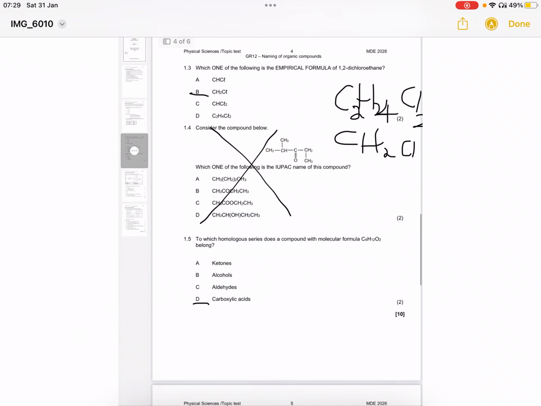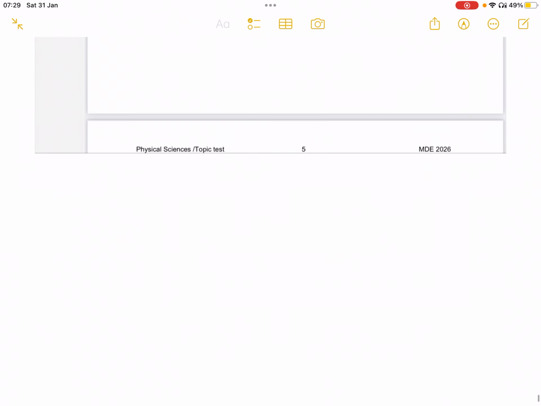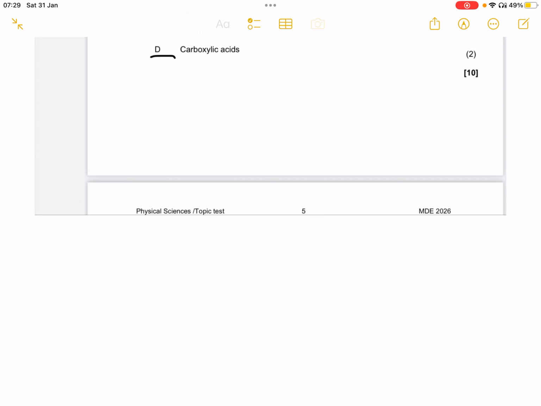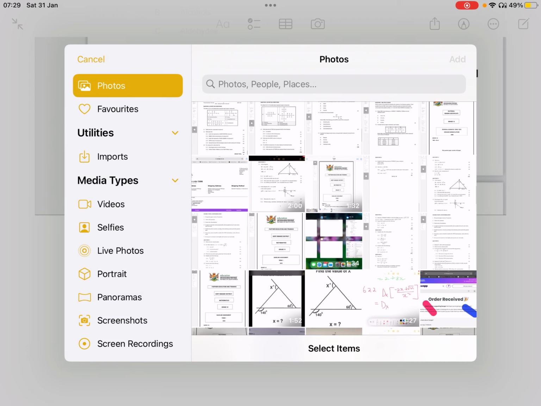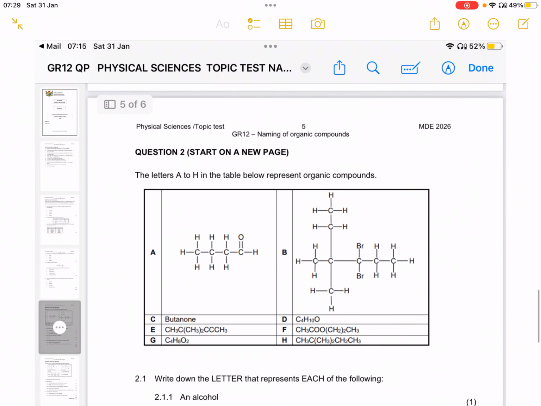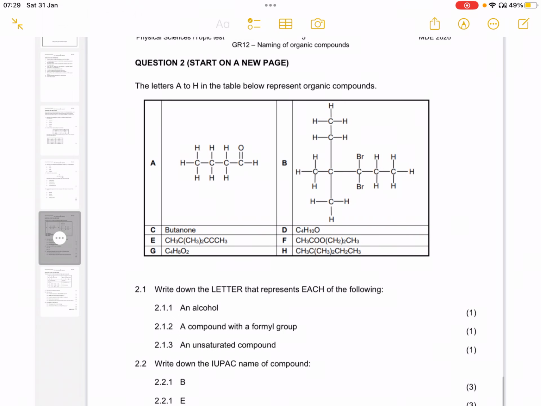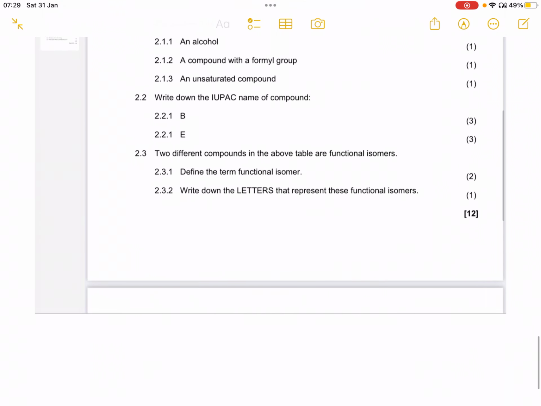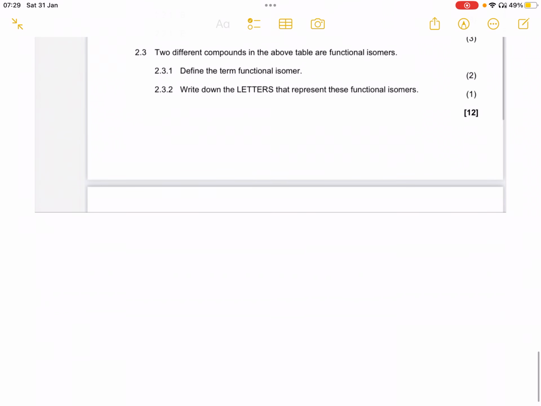Okay, now we'll move on to question 2, and there is question 2. Question 2 says the letters A to H represent organic compounds, whereby A up to H are all the organic compounds represented in their different forms. 2.1.1, they want you to write the letter of an alcohol. And from what I see here, the only one that is suitable to be an alcohol is D. So 2.1.1 is D.